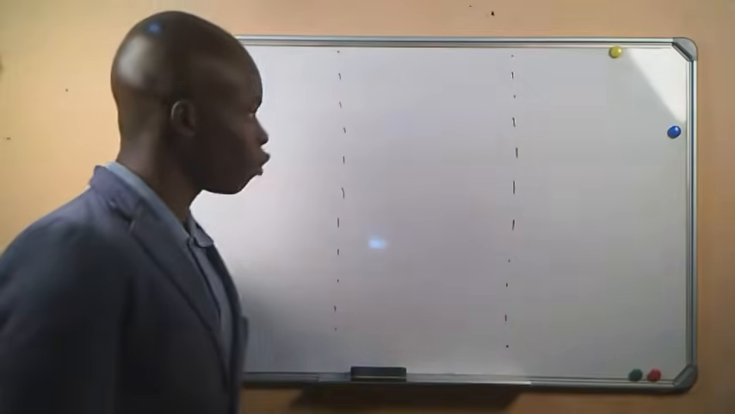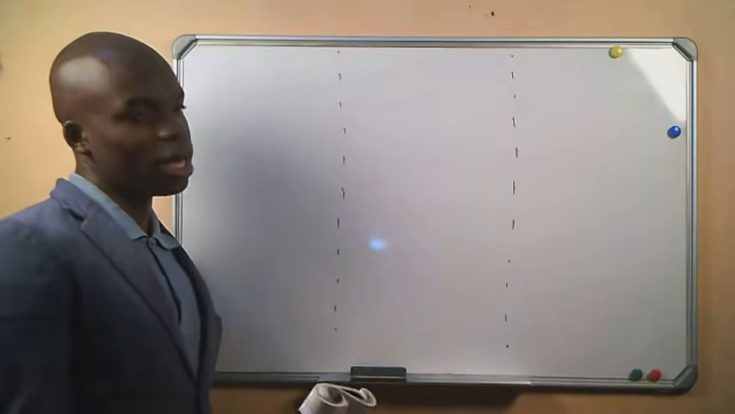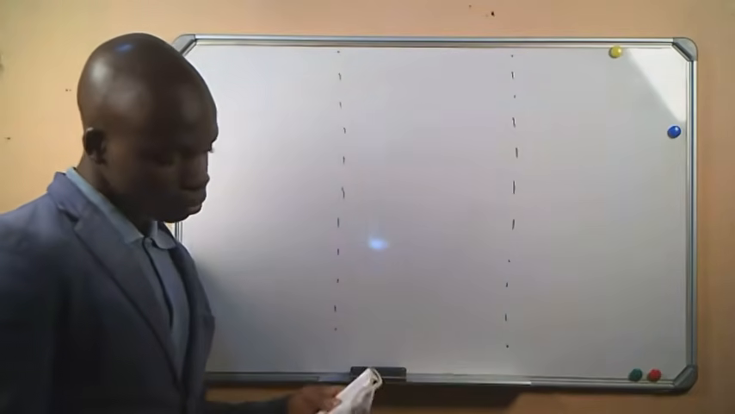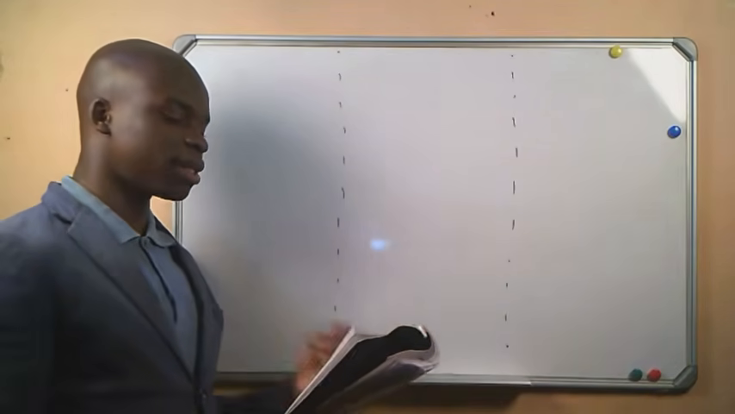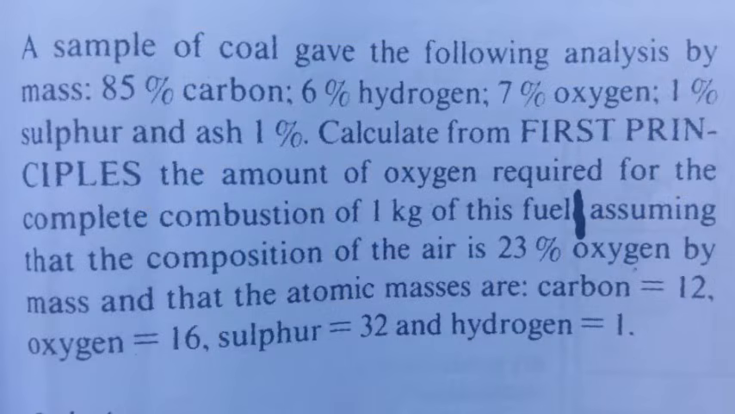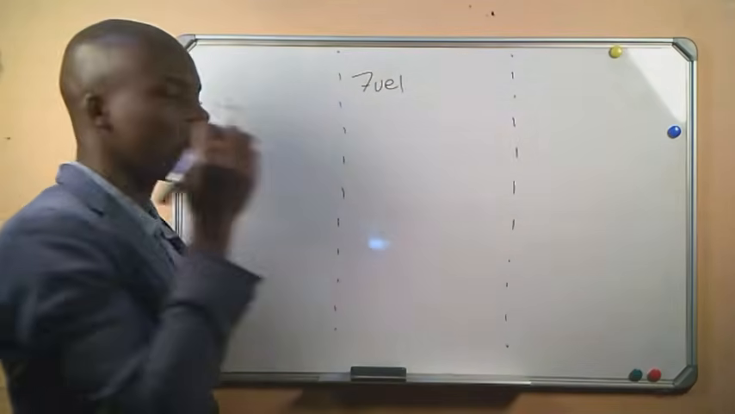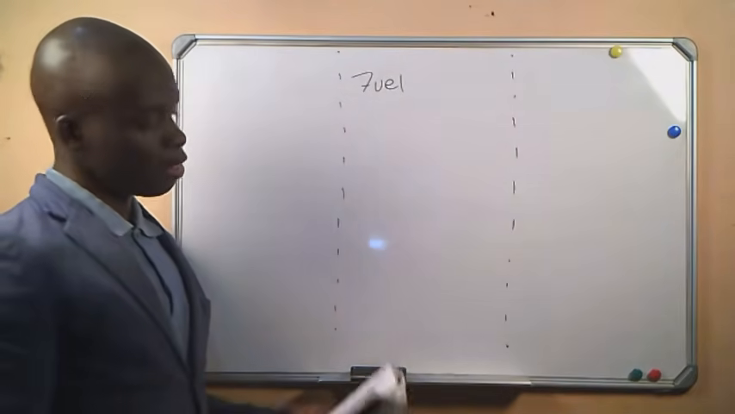So combustion of fuel. Combustion of fuel is basically the burning of fuel, and that is it. I will try to explain the concept of this topic using an example from my textbook, which reads as follows. A sample of coal gave the following analysis. So they say a sample of coal, and we know that coal is a fuel. One thing we know about fuel is that it is a source of energy. And then we continue.